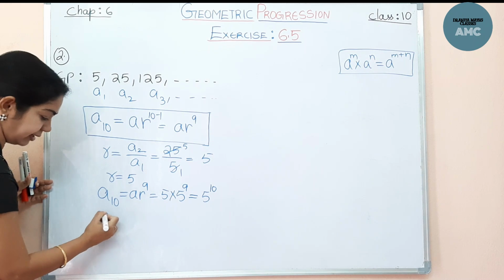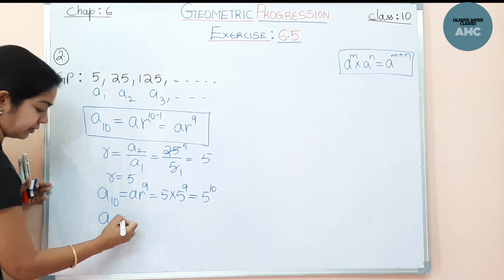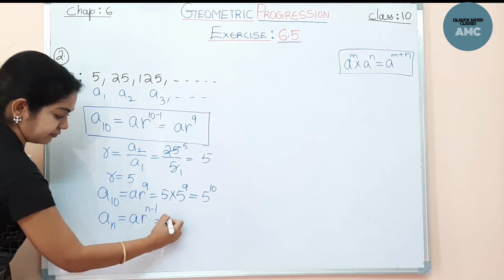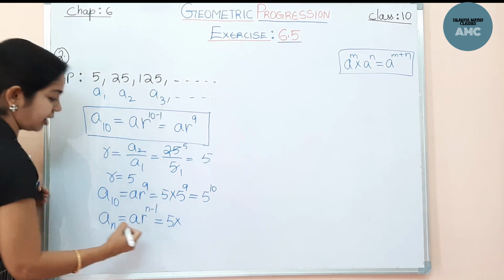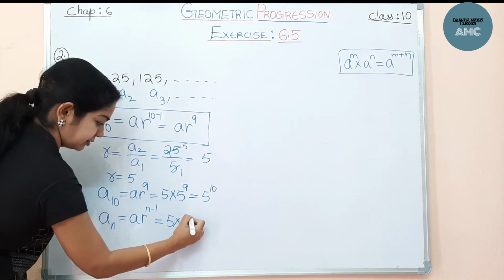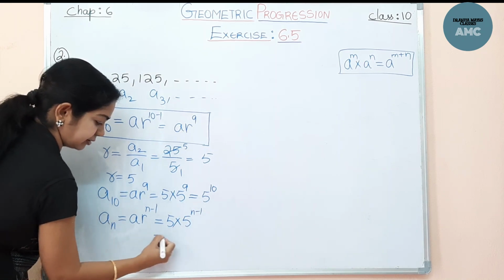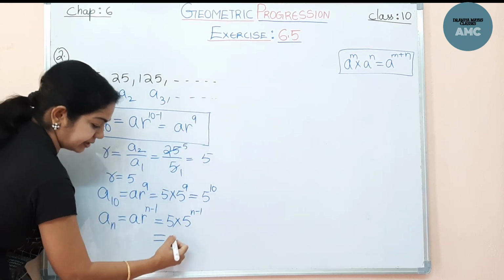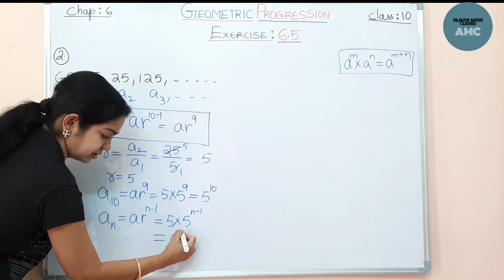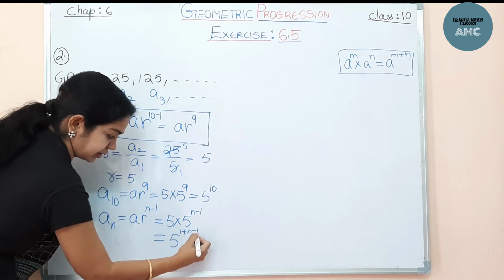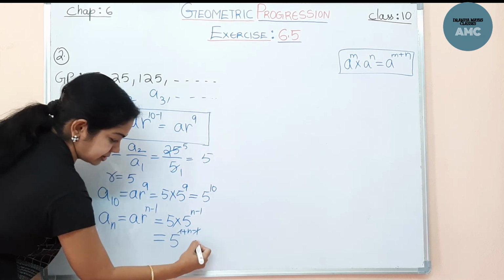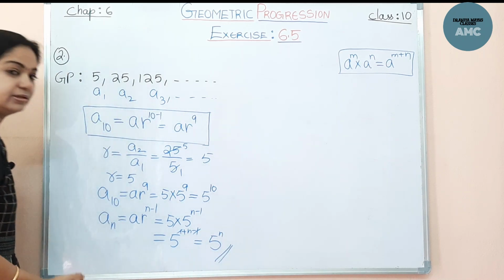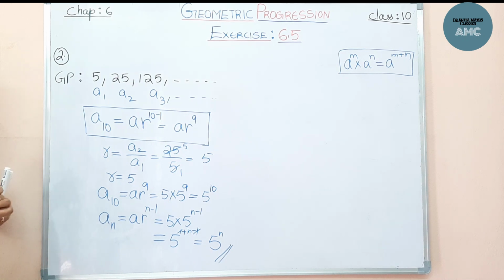Now we want the nth term also, An. So AR to the n minus 1. Now what is A? 5. And the R value is again 5, raised to the power of n minus 1. Now, here again the law of indices. We have to add the exponents because the bases are the same. So, 1 plus n minus 1. So, minus 1 plus 1 cancel. The nth term is 5 raised to the power of n. This is the nth term. Quickly pause and note it down.